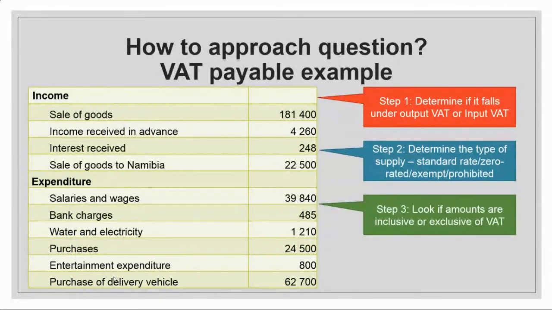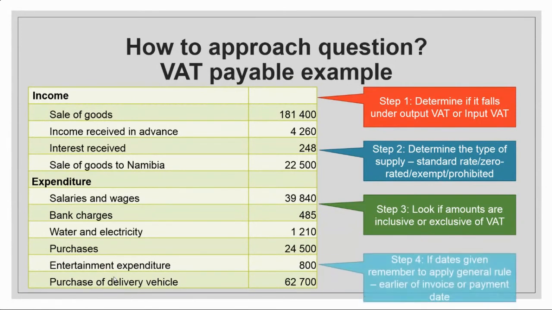Then you have to look in the question at the amounts they've given you. Is it inclusive or exclusive of VAT? Now in this question, they've told you it's inclusive, so I've already done that step. But you need to be careful. What they love to do sometimes is make most of the amounts inclusive, and then in your additional information, they would give you an example where something is exclusive, where you have to calculate it differently to see if you read properly.